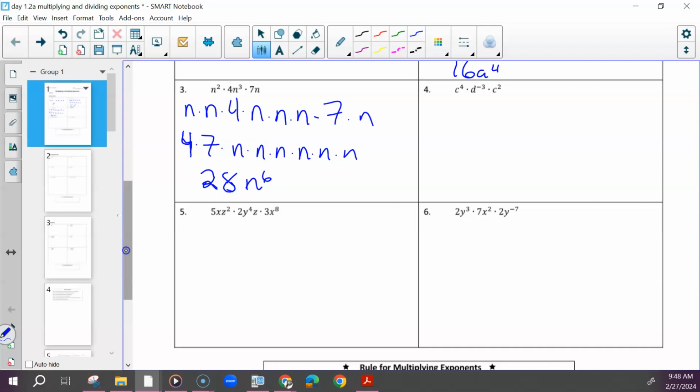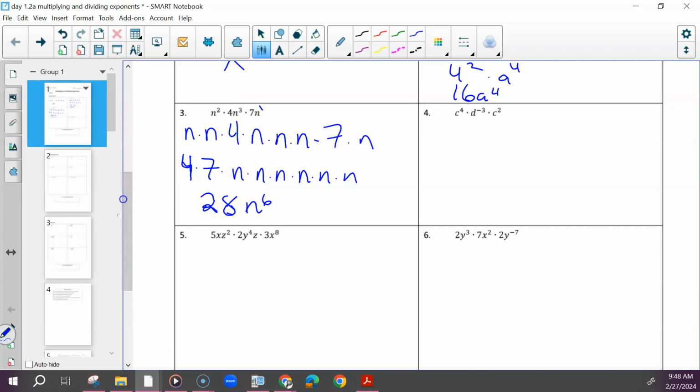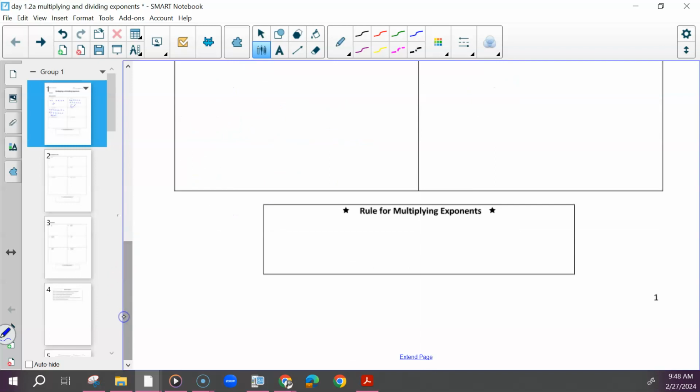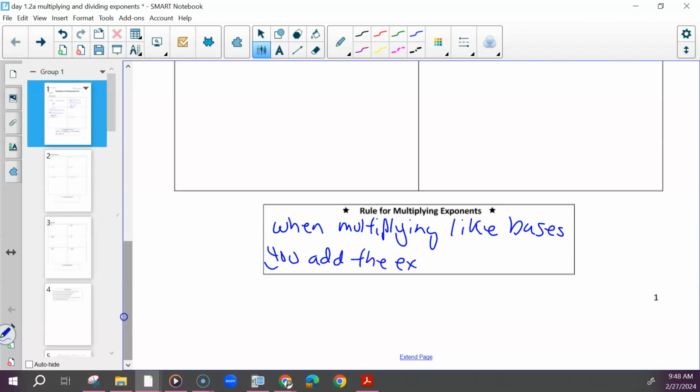Adding what? Count all the n's together. Yes. If you add up all the exponents of like bases, you get the final number. So that is the rule. When multiplying like bases, you add the exponents. Kind of, but combining what terms could also be subtracted.